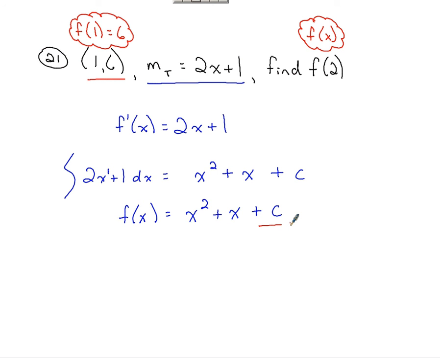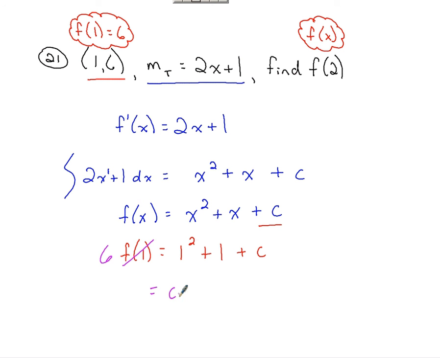So to find the value of the constant, we go back to knowing that f of 1 equals 6. If I plug in 1 for all the x's, I get f of 1 equals 1 squared plus 1 plus c. Of course, f of 1 is just 6, right? So there's an equation. 6 equals essentially 1 plus 1 plus c. Solve for c.